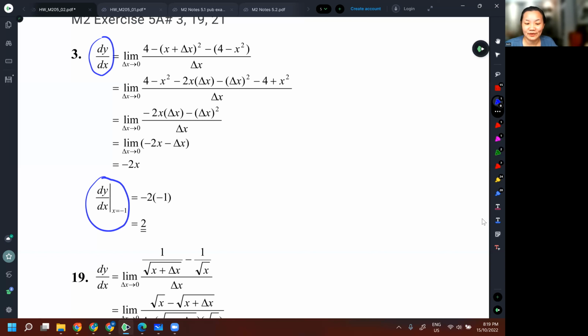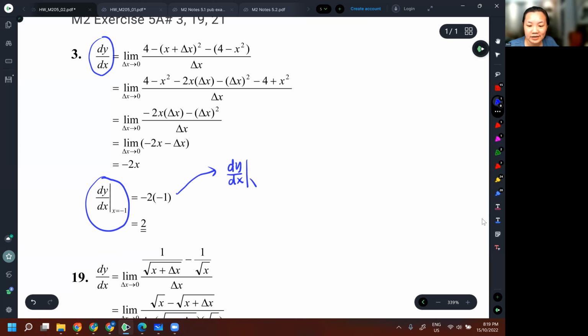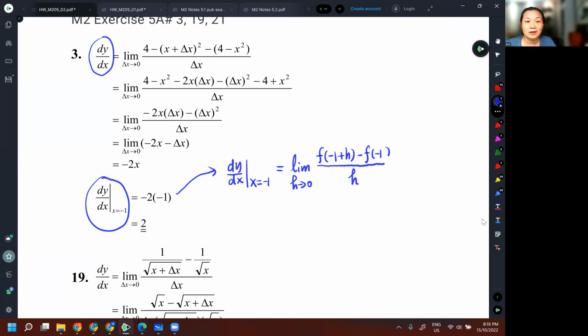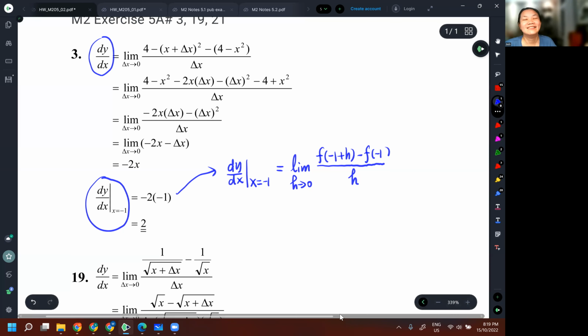That's also okay. Remember the derivative dy dx at x equal -1 by the first principle is equal to f of -1 plus h minus f of -1 divided by h. You can also do this. In fact, very shortly, I'm going to show you a public exam question that you have to use this. Okay, now you can use the first principle to find the derivative function. You can also use the first principle to find the derivative.